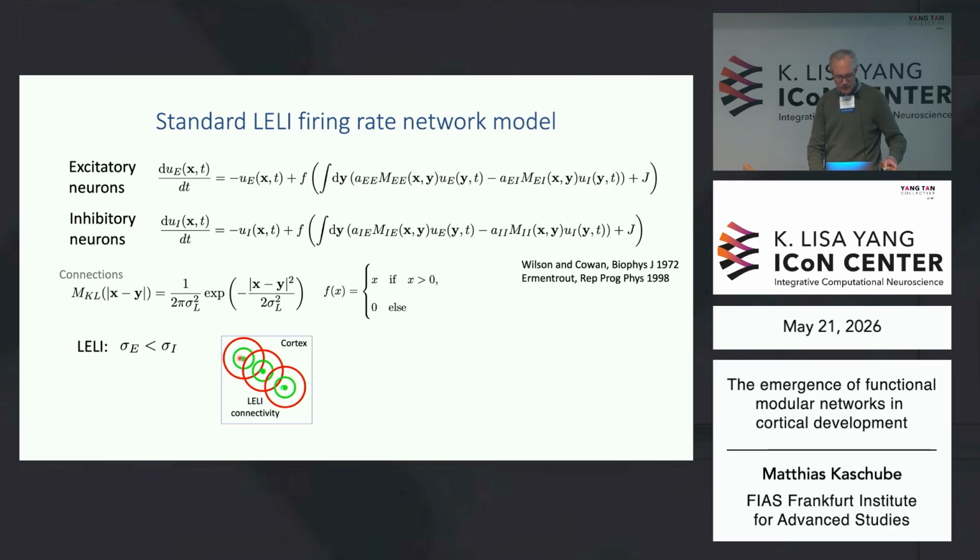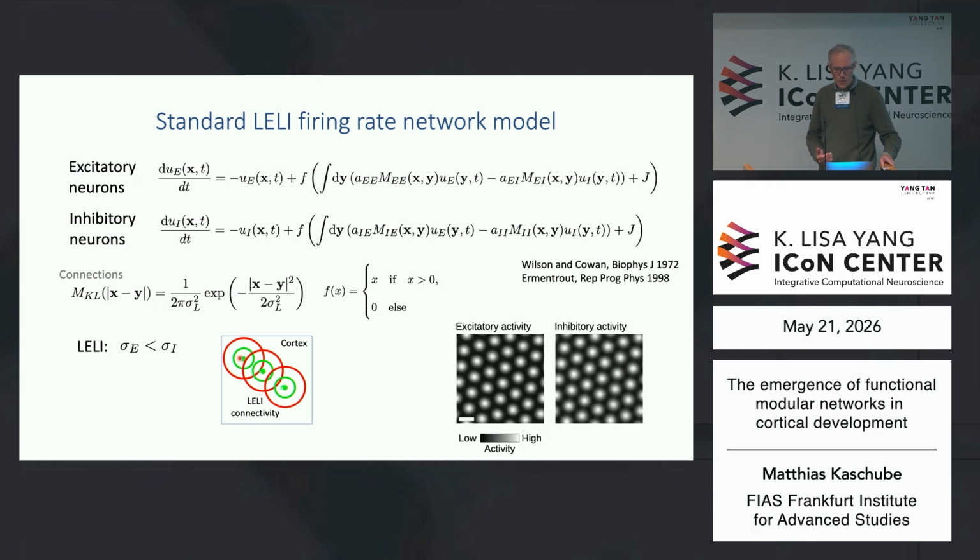Green is positive, red is negative. You have this LELI connectivity. And as a result, you will get a modular activity pattern, both in the excitatory and in the inhibitory population, where you have specific peaks of activity which form a regular pattern, in this case a hexagonal pattern of these activity blobs. And this has a quite characteristic spatial scale, and this spatial scale is set basically by the range of the lateral connections, the excitatory and the inhibitory ones.